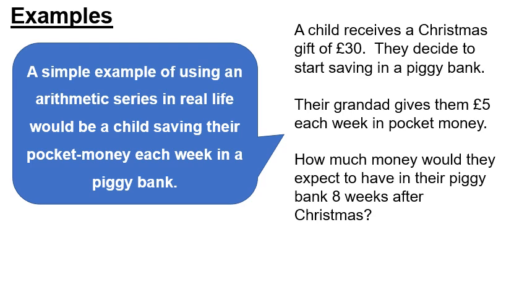So this is a very simple example, but it's an arithmetic sequence, isn't it? They start with £30, they put it in the piggy bank, and then if they receive £5 pocket money each week, then their amount is going to go up by £5. So this is an arithmetic sequence. The first term is 30, and the common difference is £5.